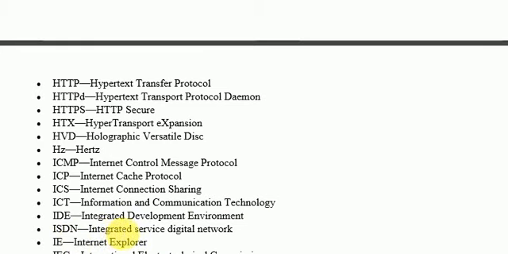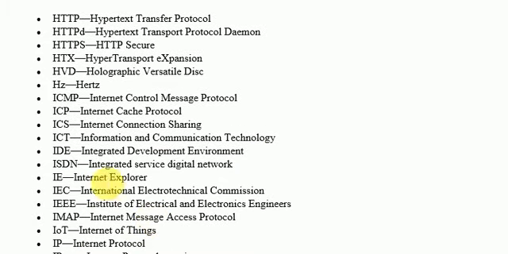Then ISDN, Integrated Services Digital Network. IE stands for Internet Explorer. IEC, that is International Electrotechnical Commission, then IEEE, which everyone knows very well, Institute of Electrical and Electronics Engineers. IMAP, Internet Message Access Protocol. There are different types of protocols in ICT. We will discuss all these protocols in our special lecture based on protocols.